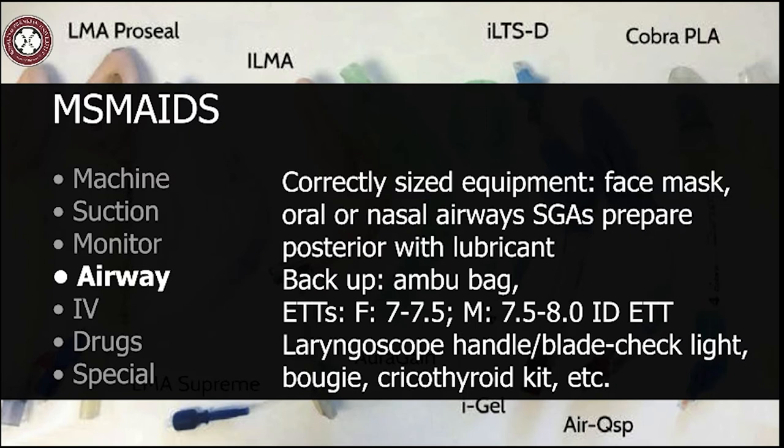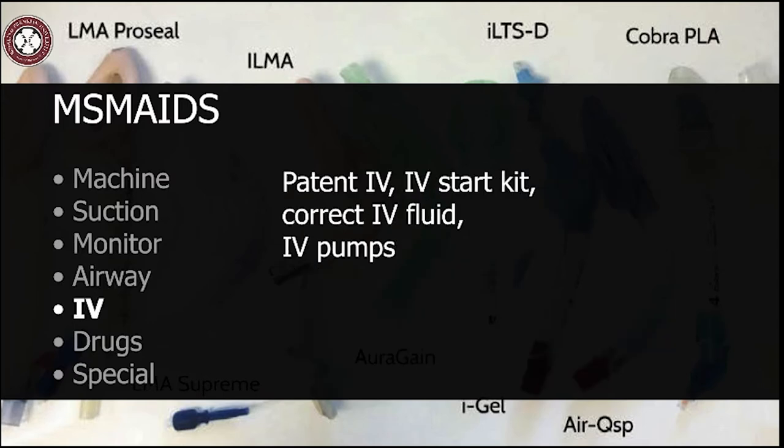Backup airway equipment such as an ambu bag, properly sized endotracheal tubes, along with laryngoscope blades and handles, a bougie, cric kit, etc. should also be present. IV serves as a reminder to check the patient for a functioning IV prior to induction. An IV start kit must be ready, as well as the choice of IV fluids. Confirm that there's an adequate amount of IV pumps present in the OR.